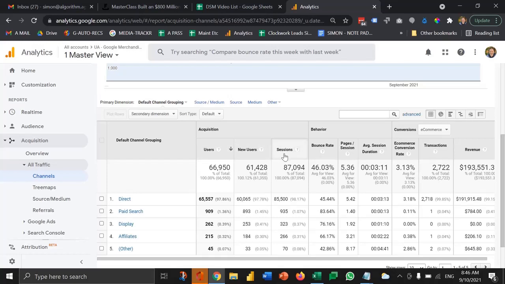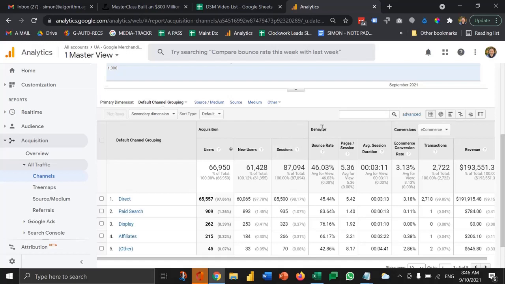And then we have sessions. Sessions is basically how many browser windows are kept open on a visit. So a user may have multiple sessions, meaning they might visit more than once in the date period that you're running your report for. This is why the users number is nearly always lower than the sessions number. So in this case, 66,950 users in this date period, of which 61,000 of those were new users. And of all of those users, i.e. the 66,950, there was a total of 87,000 sessions.